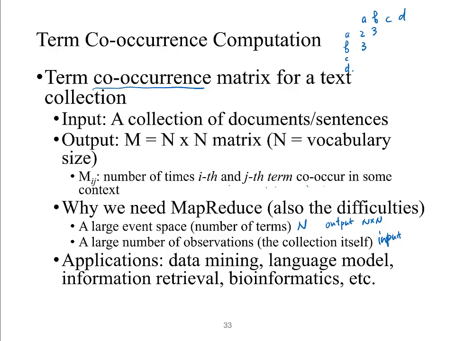For applications of term co-occurrence computation in language models and information retrieval, I refer you to the course 6714. This course is information retrieval and web search. It will introduce these applications as well as those concepts and methodologies in detail. So here we only focus on how to compute the term co-occurrence using MapReduce.